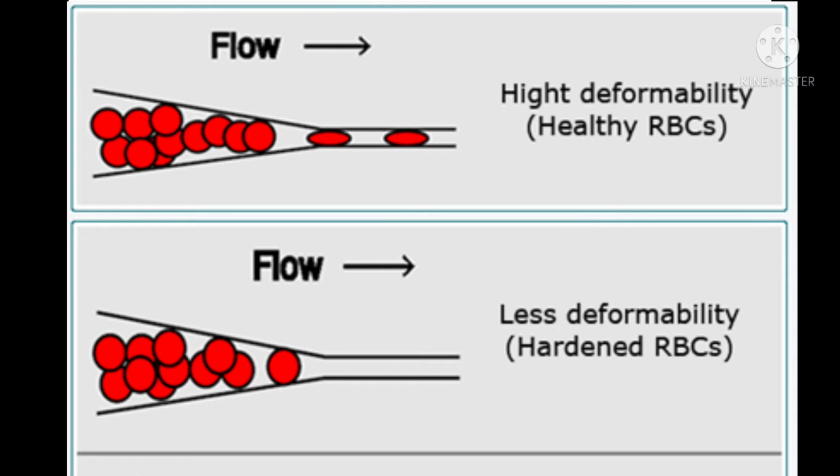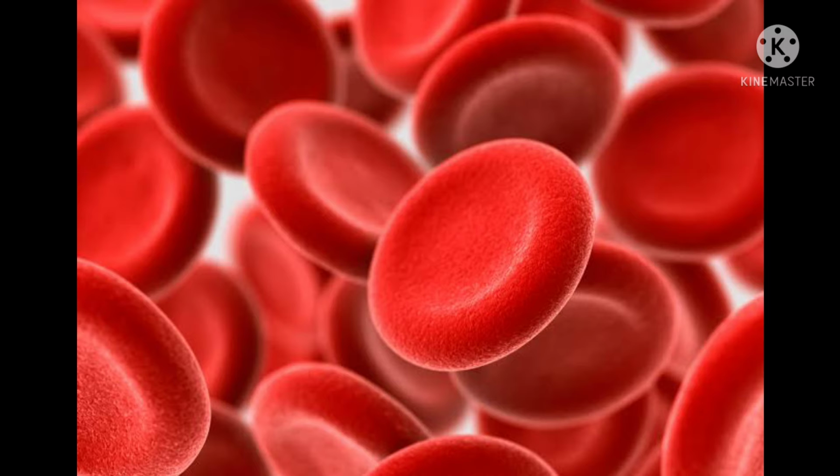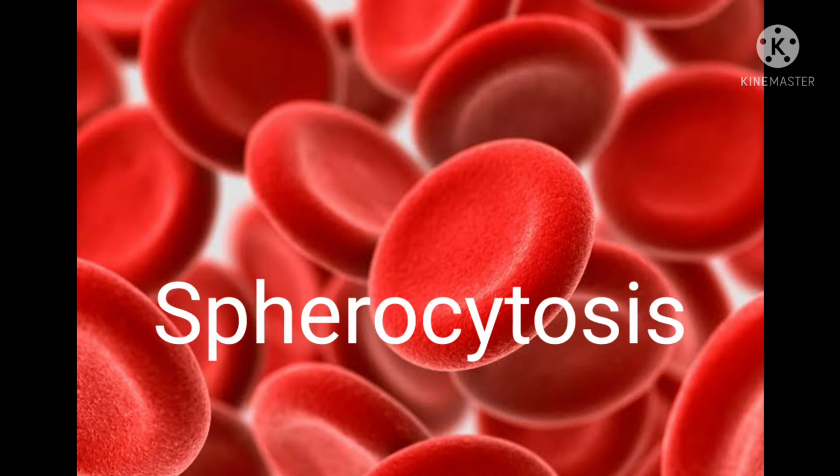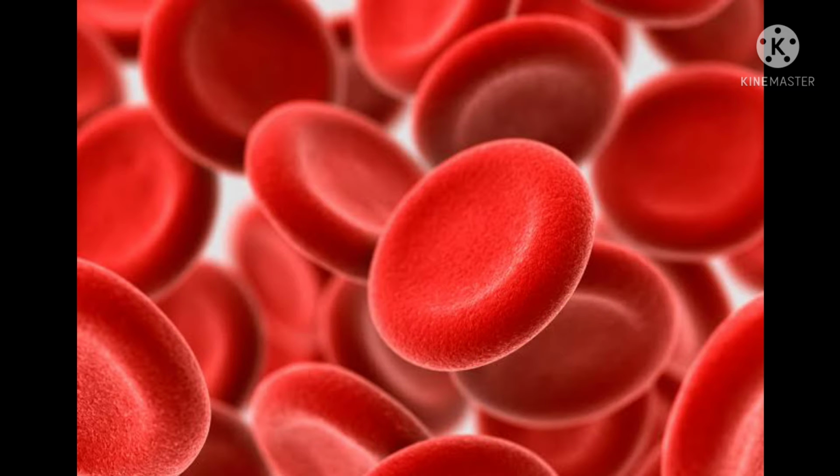This gives the cell a biconcave shape and a unique feature called deformability. Because of this unique feature, the red blood cell can pass through the tiny capillaries. Any abnormality or deficiency of these proteins can result in membrane abnormalities like spherocytosis. Now let's talk about the various normal parameters of RBC.